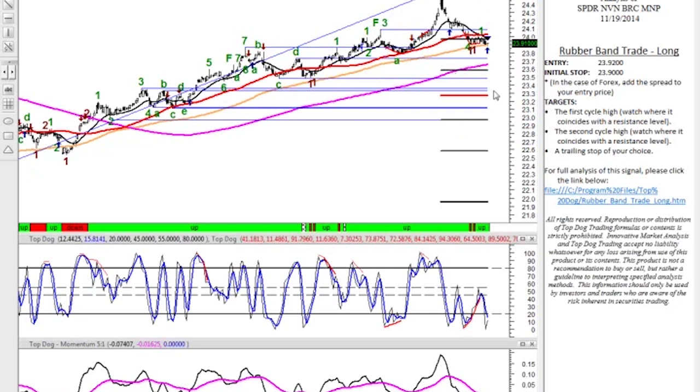Now I found this because I was scanning for a long opportunity today. The scan that I ran, and I'll show you how I ran the scan as well, was looking out of all of the optionable stocks to tell me which ones had a rubber band trade long. So this is one of the ones that came up. I looked at maybe 4 or 5. There's maybe 12 that came up. I'll show you the report in a second here.